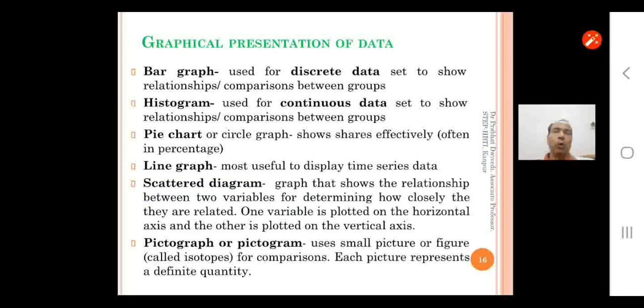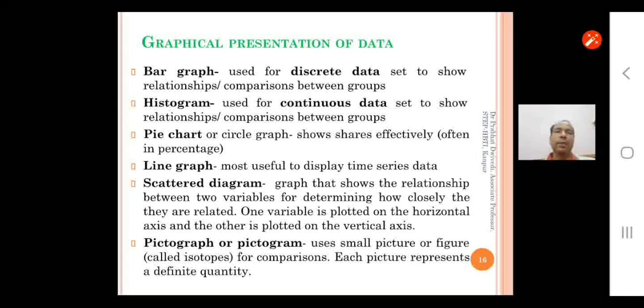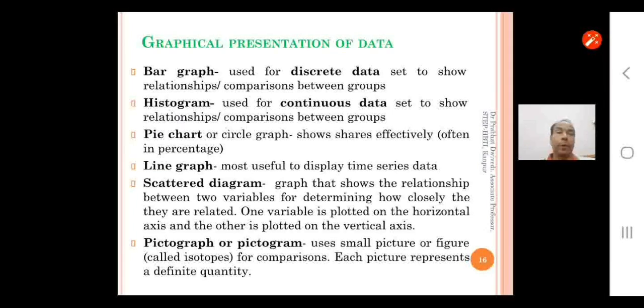Now we can go through each one by one. First, the bar graph. This is used for discrete data sets to show the relationship or comparisons between groups. Then comes the histogram. This is used for continuous data sets to show relationships and comparisons between groups. The only difference between a bar graph and a histogram is that a bar graph is used with discrete data, whereas a histogram is used with continuous data.